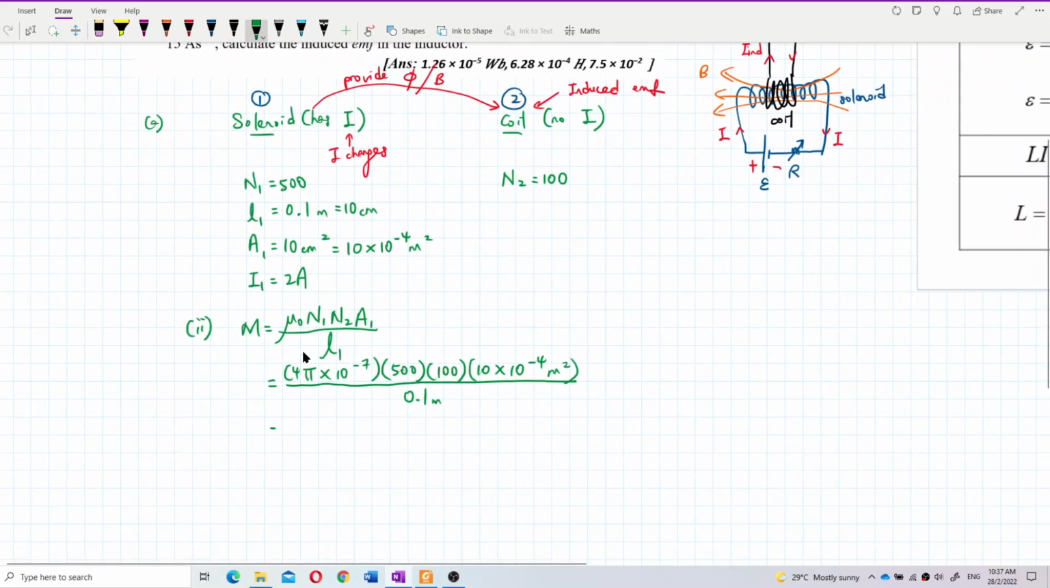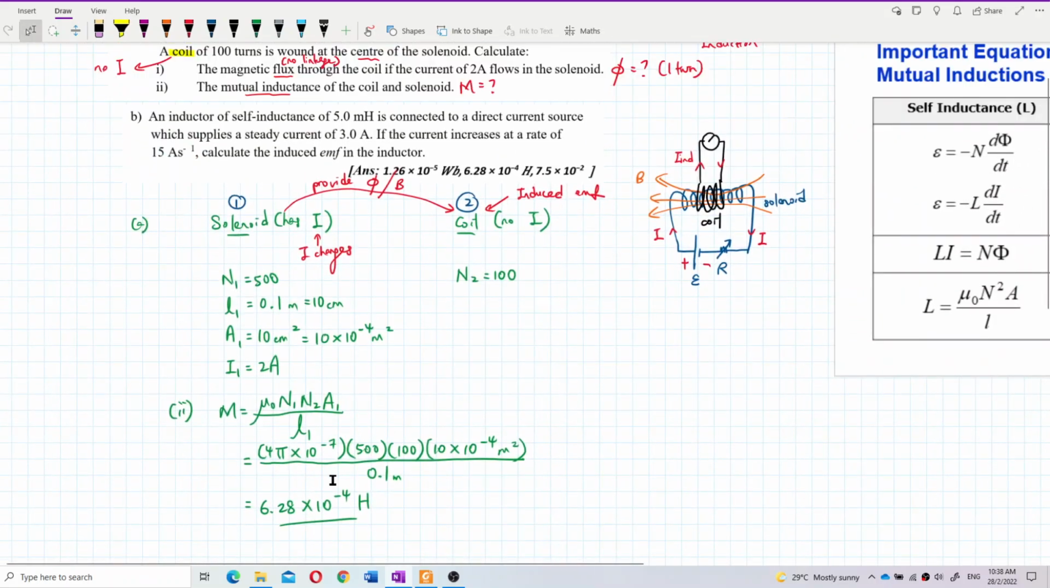So what's the value of the mutual inductance? 4 pi times 10 exponent negative 7, times 500, times 100, times 10 exponent negative 4, and then divided by 0.1. So it's 6.28 times 10 exponent negative 4 Henry. Mutual inductance is in Henry units. So I got the mutual inductance ready.